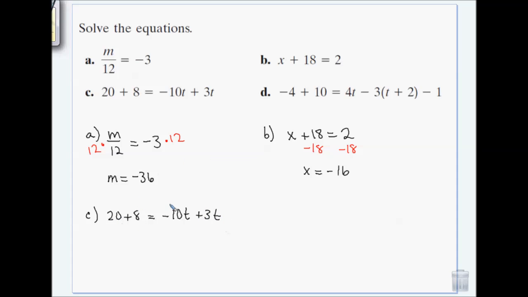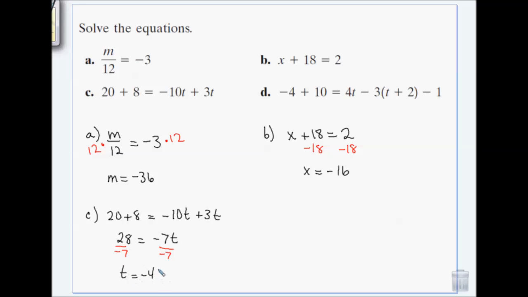You're on it. Before I do anything at all, I got to add my like terms. So 20 plus 8 is 28. -10t plus 3t is -7t. Now what do I do? Yeah, divide by -7. And I get t equals -4.